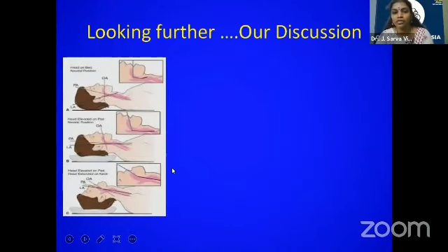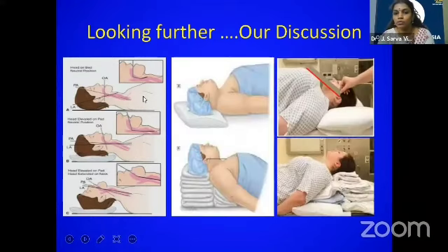So we can see here that by just placing a pillow, we achieve the alignment between the external auditory meatus and the sternal notch. But this is not possible in an obese patient. By just placing a pillow, their head lies at a lower level. So in order to achieve this alignment, we need to wrap them up with towels and blankets. So we can see that. This was first described by Benumof.